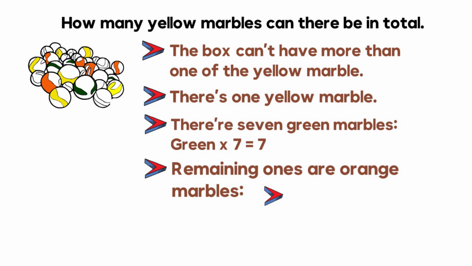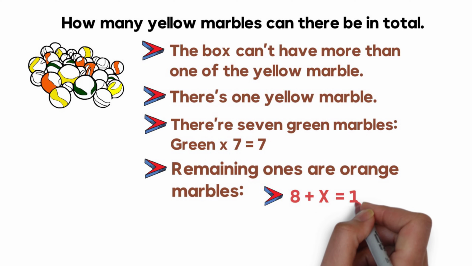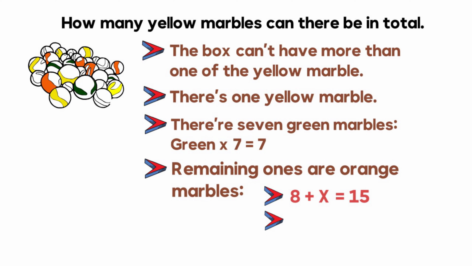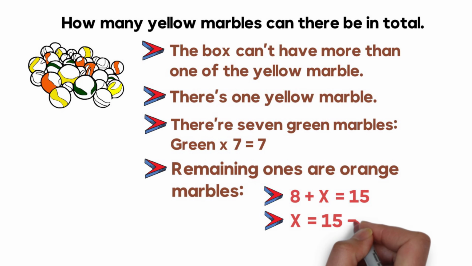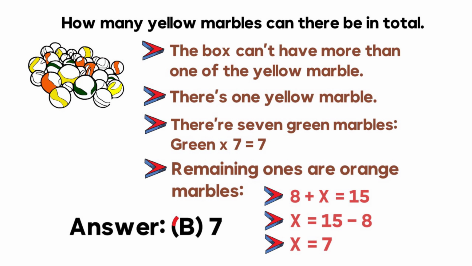And we can easily calculate it by using the formula 8 plus x equals 15. So x is calculated by subtracting 8 from 15. x equals 7. The correct answer here then is choice B, 7. Hopefully you've nailed this question and now know how to answer similar problems on the test.